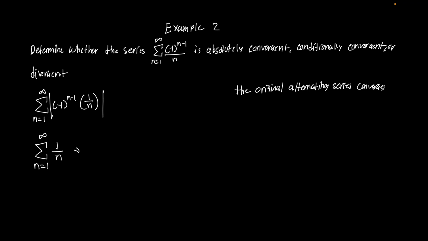So now we can conclude that the original series converges, but the absolute value series diverges. Therefore, our final answer is that the series is conditionally convergent.